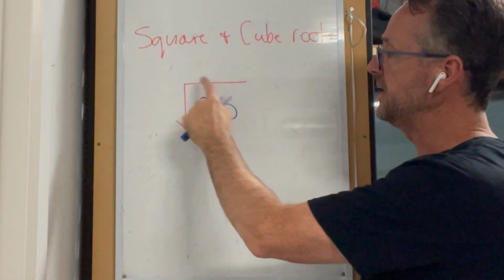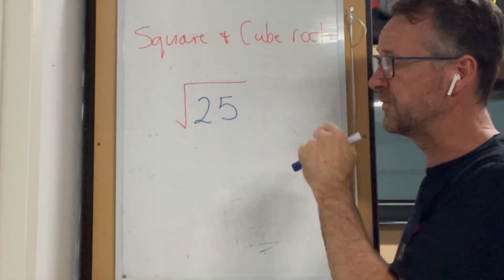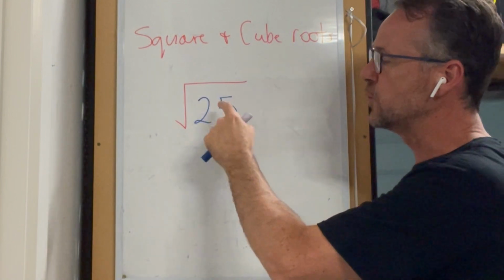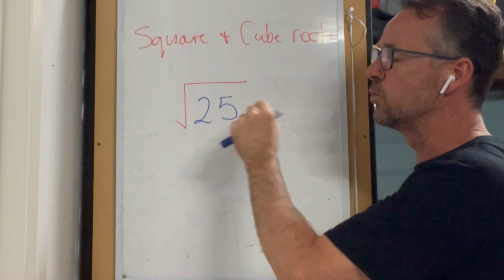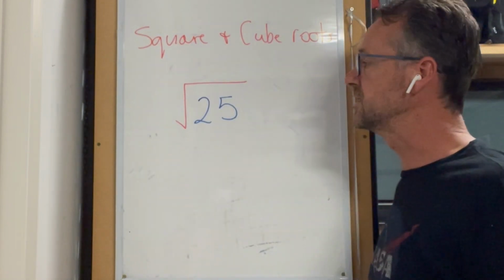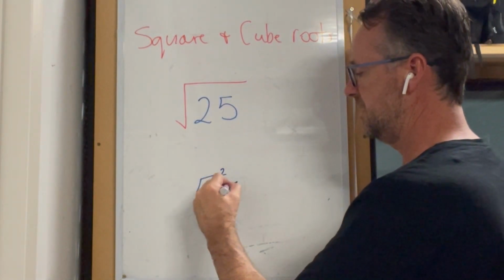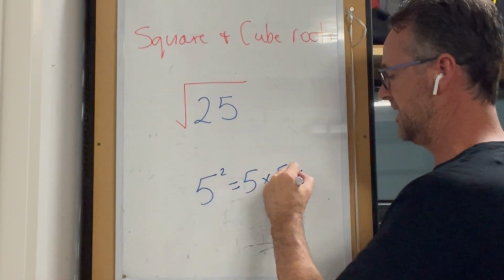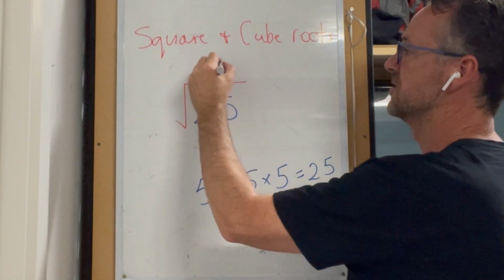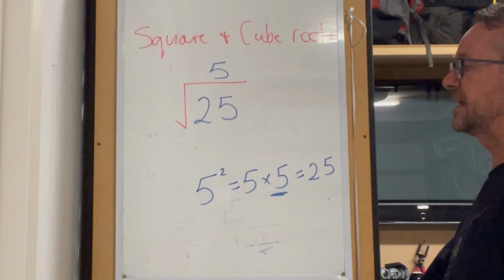Okay, so this symbol here is square root. Now I've done it in red, you don't need to do it in red, you can just write it exactly. So that means square root, and what it means is what number multiplied by itself. In other words, what squared number will create 25. So we know that 5 squared equals 5 times 5, and that equals 25. So the square root of 25 is 5, which we write up there like that. Okay. So let's have a look at another example.